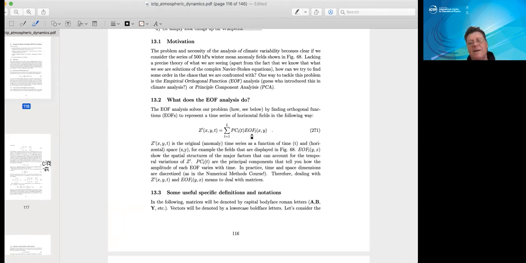So he called these patterns that he thinks he sees in these time series of geopotential height anomalies, or anything you can think of, EOF patterns. And then the time series attached to each of these patterns, he calls principal components. By definition, the principal components should only be a function of time. And the EOF patterns should be a function only of X and Y. So they would be the spatial maps that we have seen.